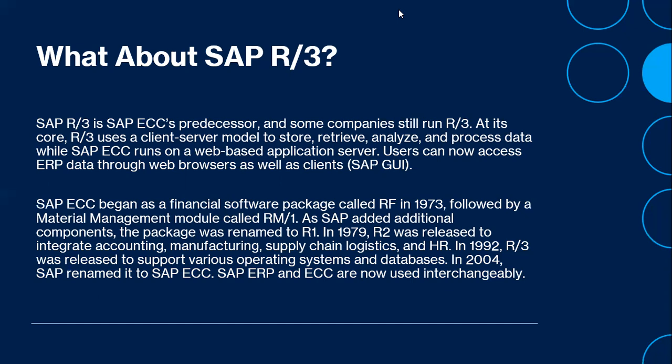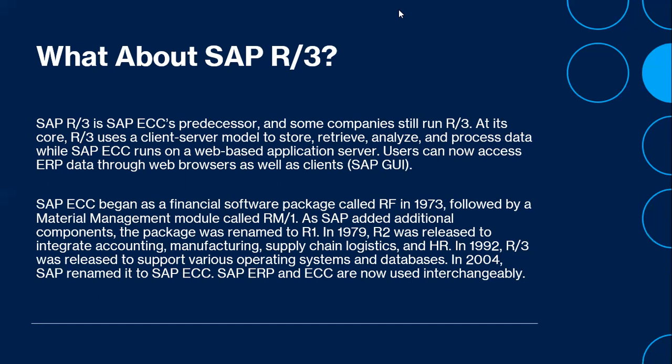However, due to increased business activities, the need for integration, and the need to harmonize business operations, an R2 module was released to integrate these four core modules in any business: finance, manufacturing, logistics, which is part of MM and SD, and HR, which is the human resource or human capital development part. That was R2. In 1992, R3 was released to support various operating systems and databases.